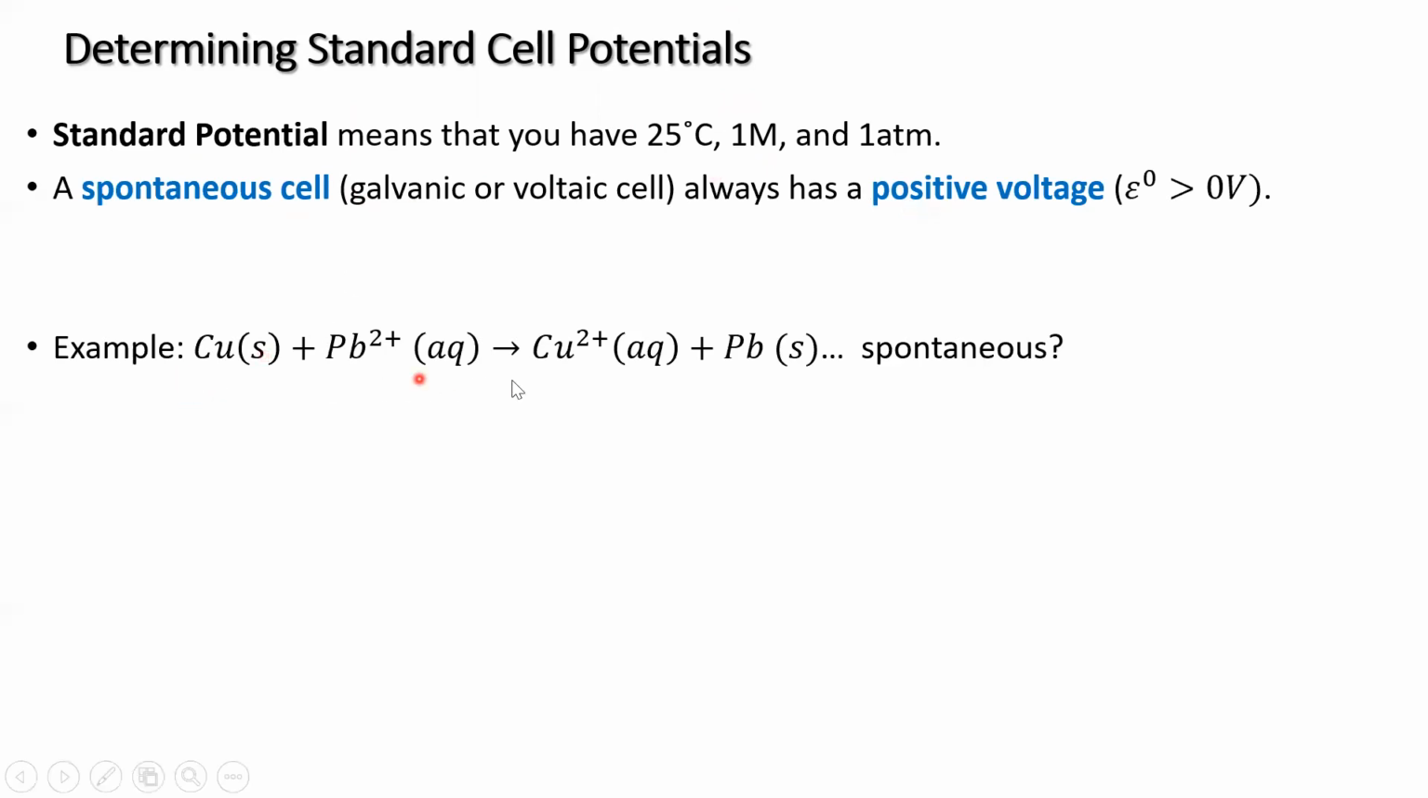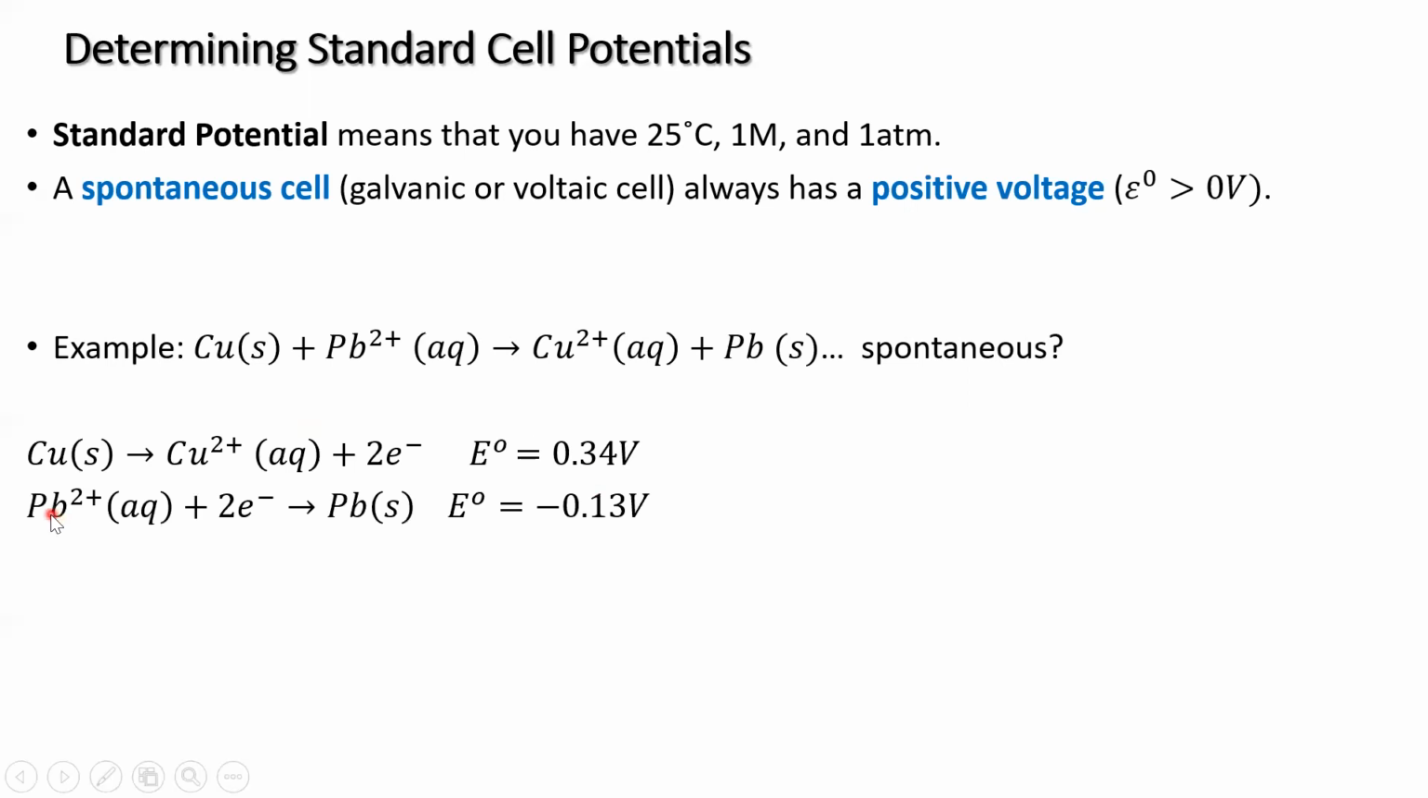So let's look at this example. Let's say that we have copper atoms reacting with lead ions to form copper ions and lead atoms. Well, the copper is going from copper atoms to copper ions. It's being oxidized. If we look this reaction up on the table, we'd actually be looking up the reverse on the table because the table is always going to be a reduction potential value. We get 0.34 volts. We just looked that up on a table.